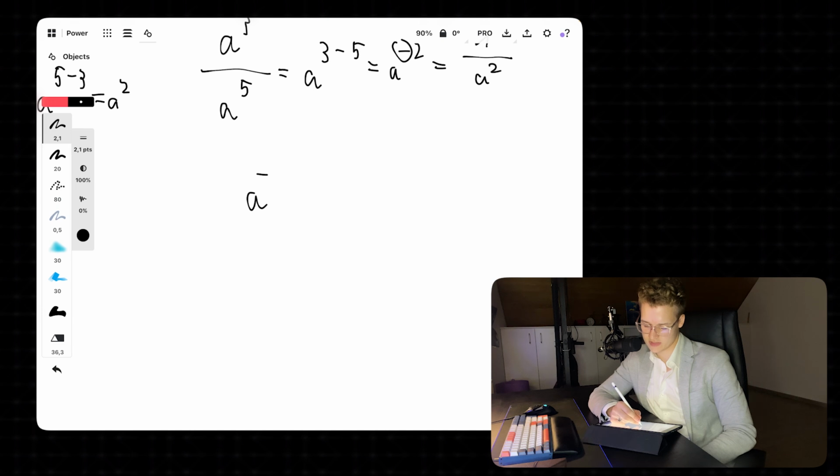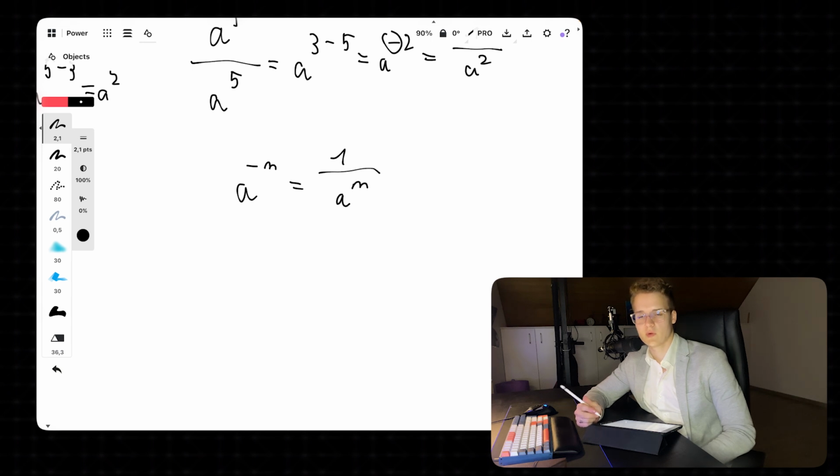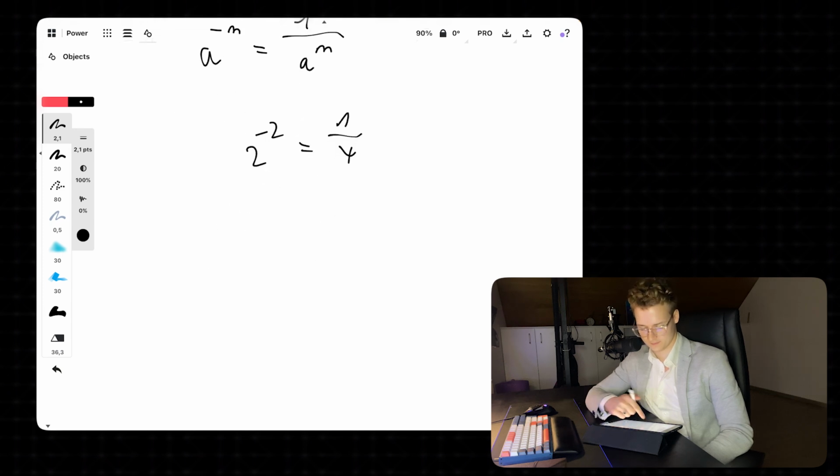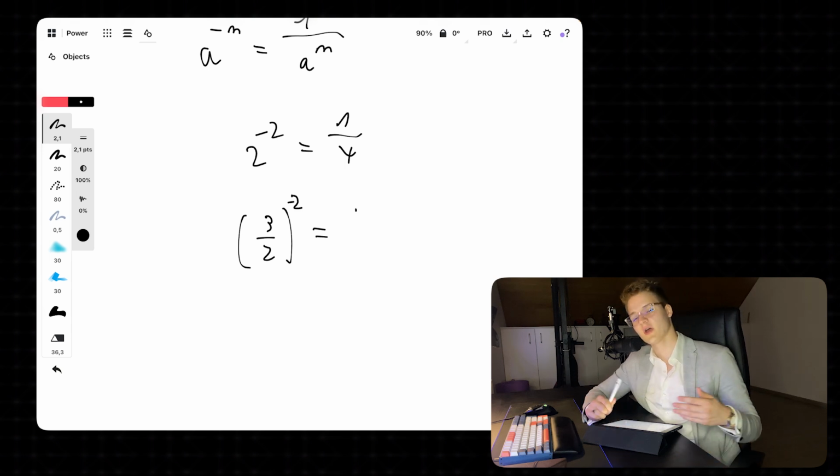So our rule is a to the power of minus m is 1 divided by a to the power of m. What would this mean? Well, in simple terms, let's say you have 2 to the power of minus 2, that would be 1/4. And if you had 3/2 to the power of minus 2, if you have a fraction, you just switch around the numerator and the denominator.